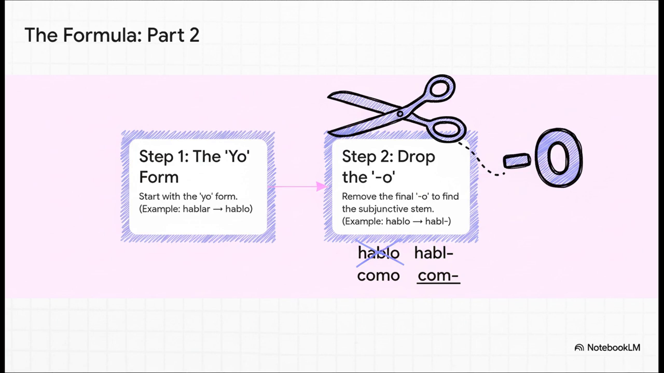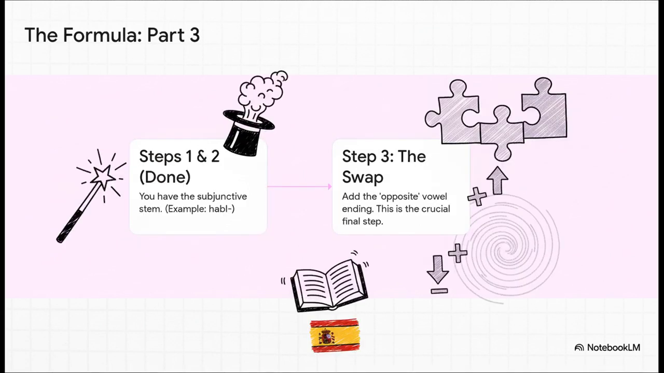Step 2, just as easy. You take that yo form you just made and just snip off that final o. That's it. What's left is your subjunctive stem. So hablo becomes habl and como becomes com. See? Simple. And here it is, step 3. This is the magic trick. This is where it all comes together.